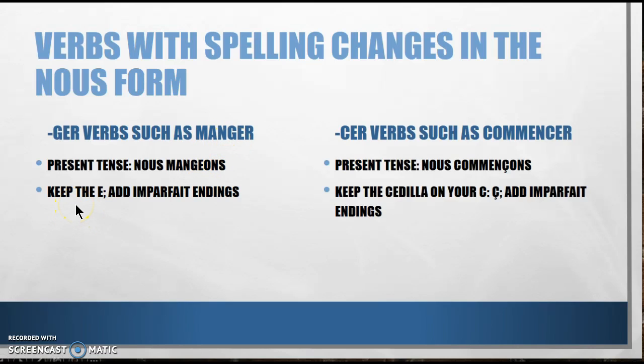So in the imparfait, you need to remember to keep that E. So keep the E here. Just take off that ONS. Add your imparfait ending as it applies, whichever one matches your subject. Same with verbs that end in CER, like commencer, to begin. We have a cedilla here on the C to make it a soft C when it's followed by that O. So you're going to keep that cedilla, that little accent on the bottom of your C, and then add the imparfait ending that applies to your subject. So that's the only other thing that could ever be weird with this verb.